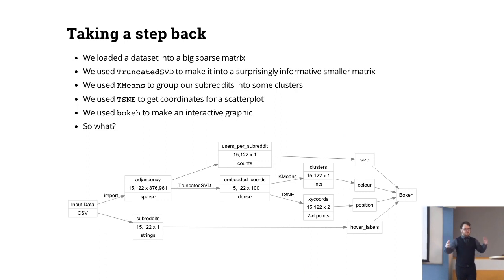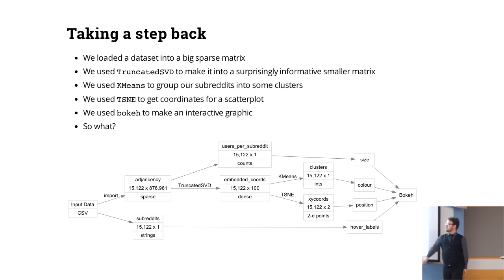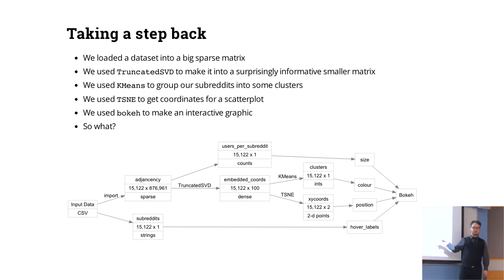So let's take a step back to what we've done. We loaded a data set into a big sparse matrix. So the data set started over here, and we imported it into a sparse matrix. We ran truncated SVD to compress it and get a smaller matrix to work with. And then on the output of that, we ran k-means to get clusters and t-SNE to get xy coordinates. And we used Bokeh to visualize it. We mapped the size of the subreddit onto the size of the circle. And we used the name of the subreddit as the hover label for our visualization.